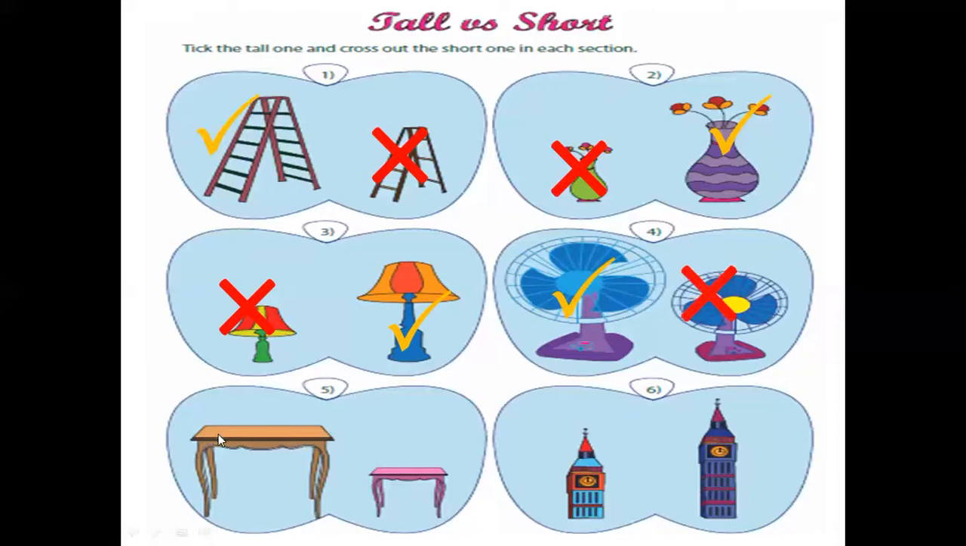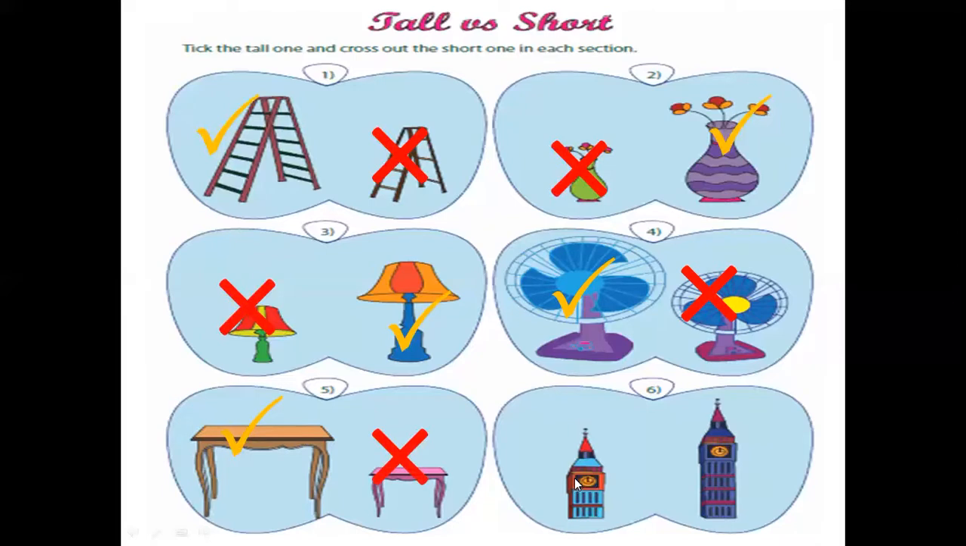Okay. Now there are 2 tables. Again, their height is unequal. So we will differentiate which one is taller and which one is short. Look at this one, the height of the first one is bigger than the second one. So the first table is taller than the second one. Now look here, we will tick the first one and cross the other one.